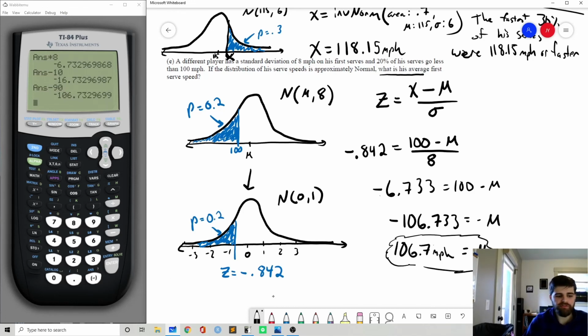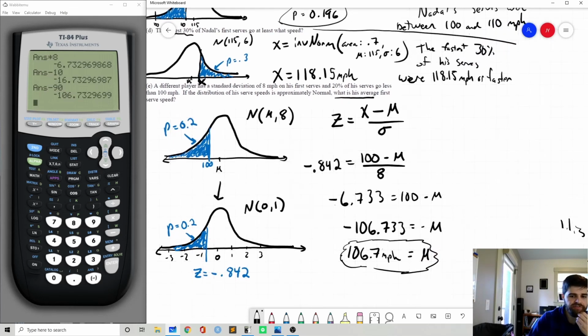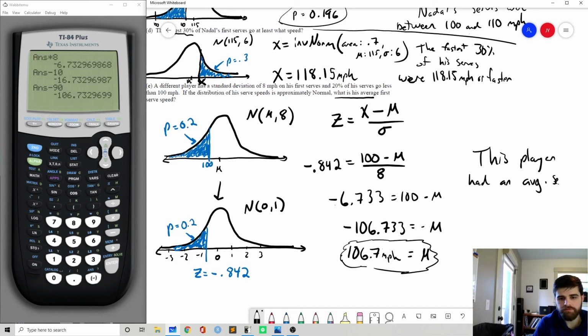As always, we want to throw this into a quick sentence to finish this off. So this player had an average serve speed of 106.7 miles per hour.